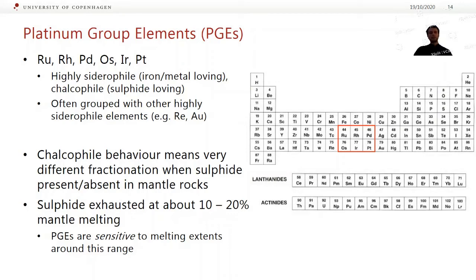They often get grouped with other highly siderophile elements, so rhenium, which we obviously talked about for the rhenium-osmium system. It's very useful to group it in with the PGEs, and gold, because we're interested in mining and making money and so on. The chalcophile behavior of the PGEs means that you get a very different fractionation when you are melting, when there's sulfide present in the mantle source or when the sulfide has been exhausted. So typically sulfide should be exhausted by about 10 to 20% mantle melting. So because the PGEs have different behavior before and after this degree of melting, they're very sensitive to melting extents around this range.